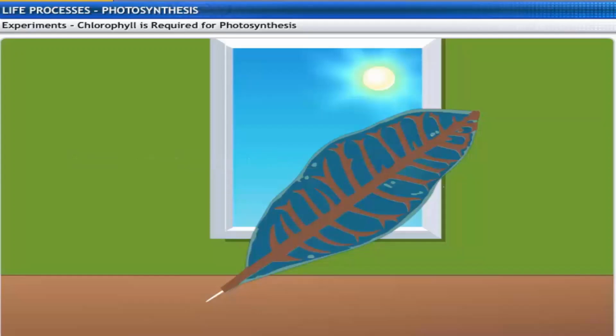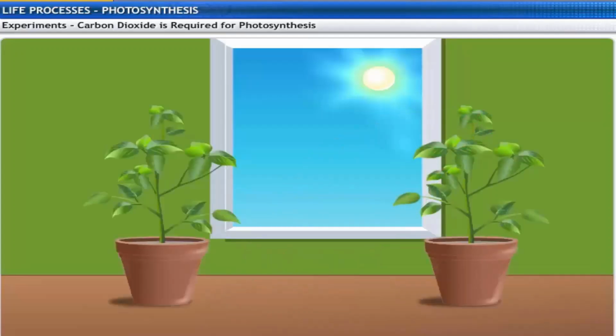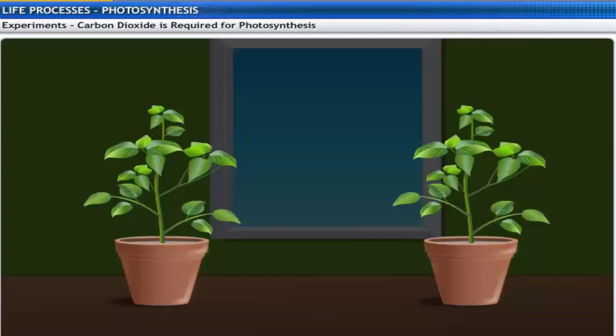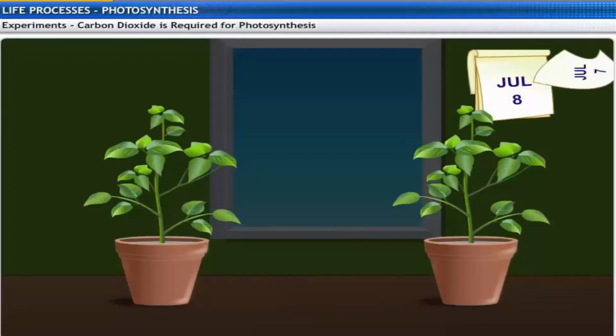Since only the green portions of the leaf turned blue-black, you can infer that chlorophyll is essential for photosynthesis to occur. Let's carry out an experiment to prove that carbon dioxide is vital for photosynthesis. Take 2 healthy potted plants of the same size. Keep the potted plants in a dark room for 3 days.